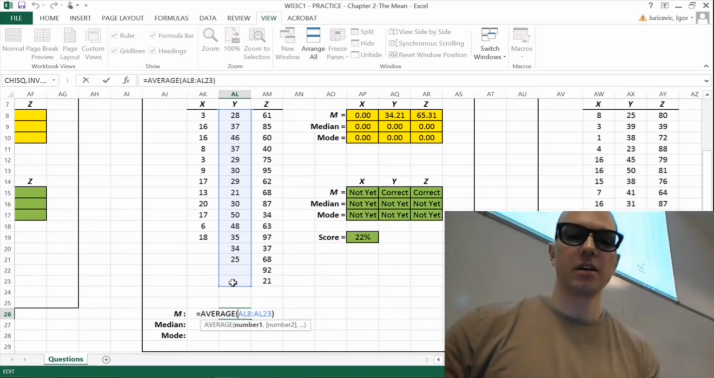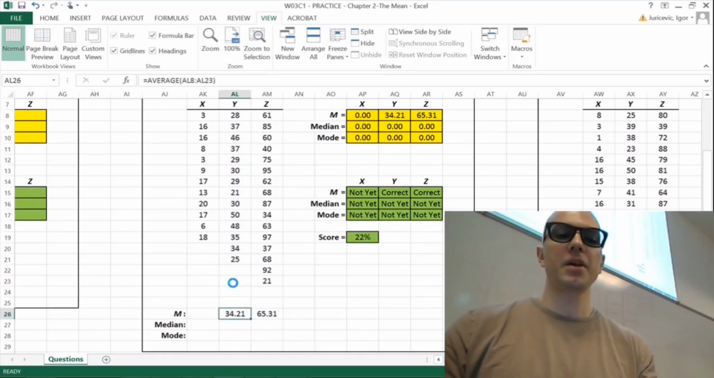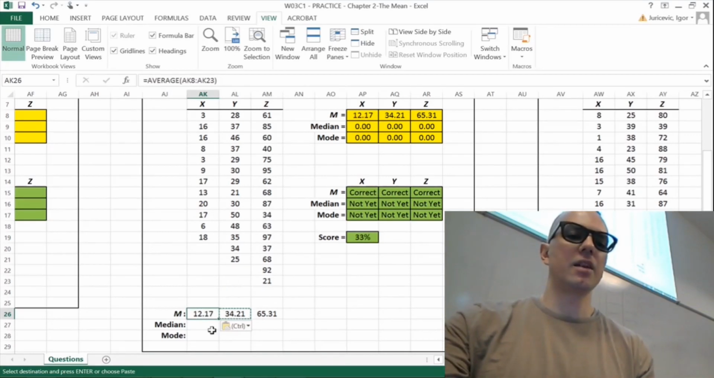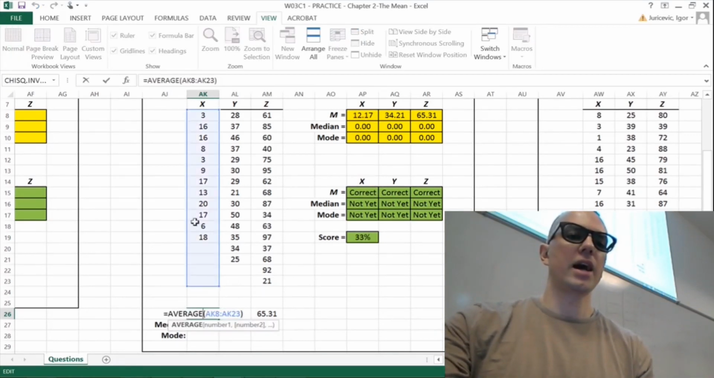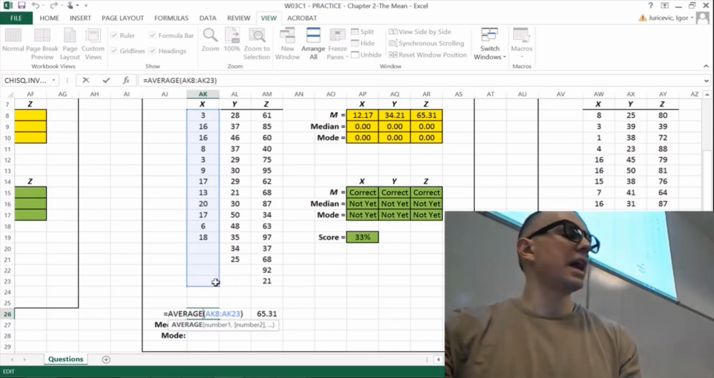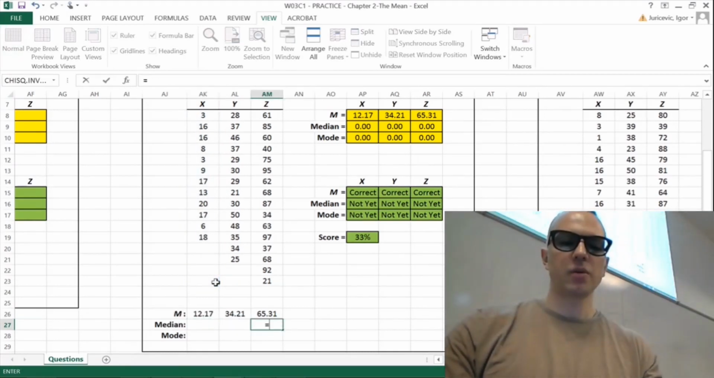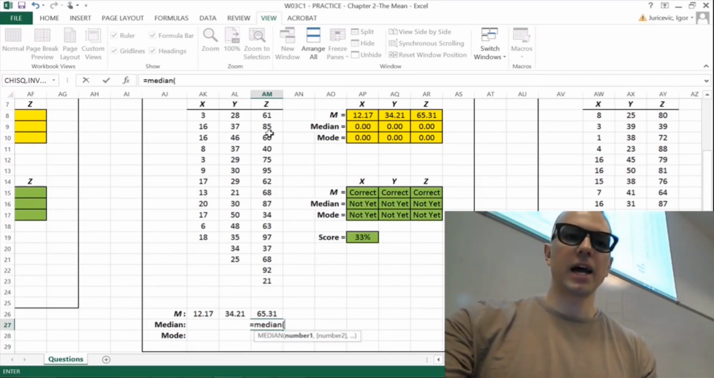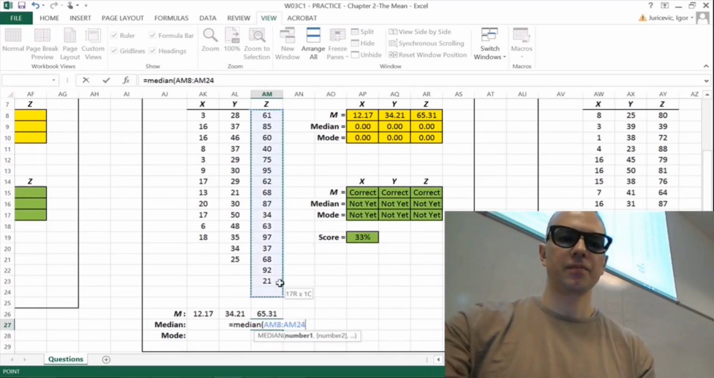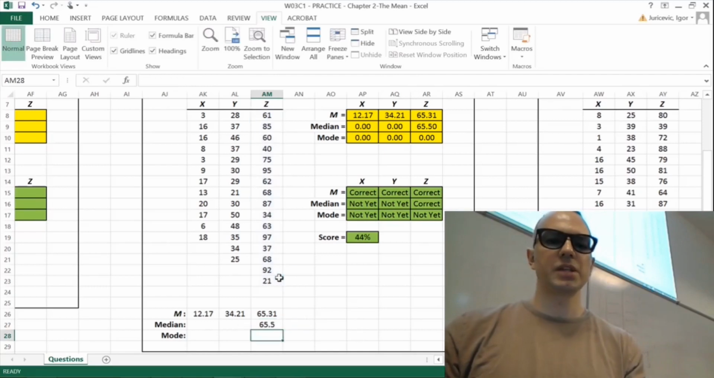Excel doesn't even care. So we can copy and paste this, and we can see that we have the correct number of cells for the X scores as well. So we can do that for the median as well. We'll highlight the z-scores for the median, close those parentheses. We see we have that correct.